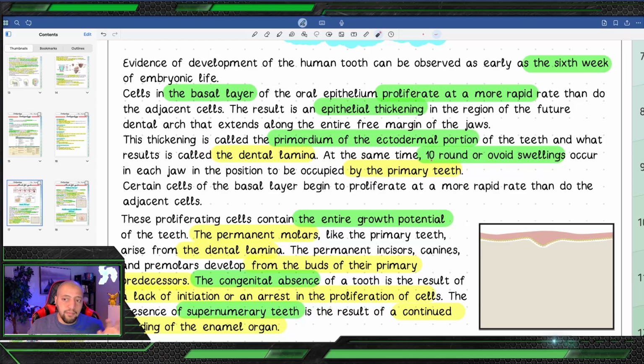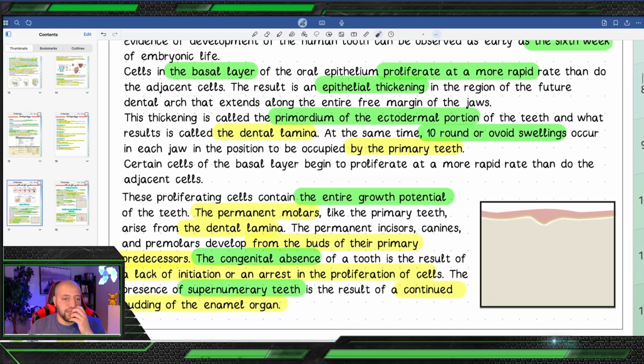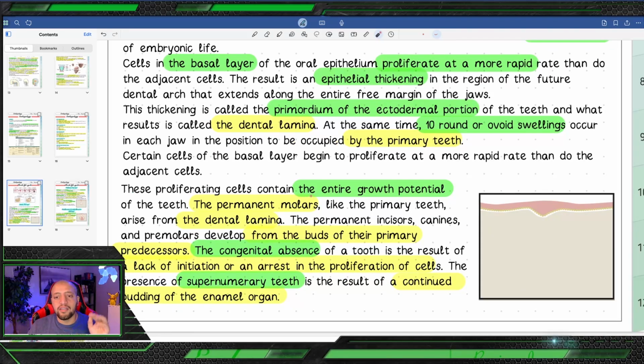At the same time, 10 round or ovoid swellings occur in each jaw. These 10 represent what we later call the primary teeth. So we have 10 that start to appear in each side, which are going to be the primary teeth later. Certain cells of the basal cell region proliferate at a more rapid rate than the adjacent cells, and this is how it ends up as thickening. These proliferating cells contain the entire growth potential of the teeth.